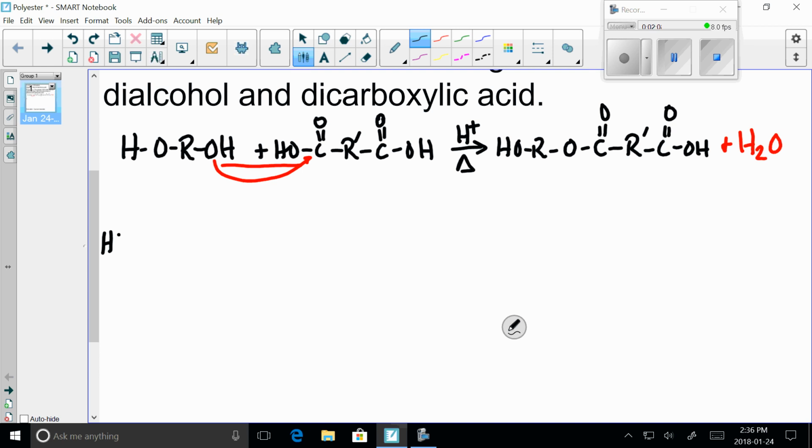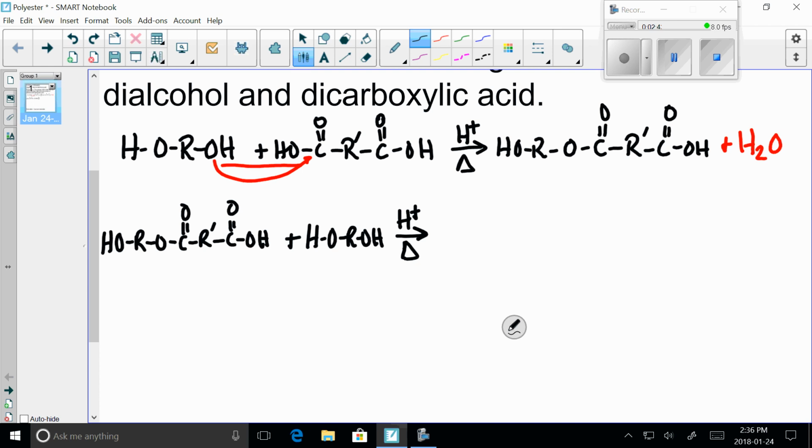It has the alcohol piece. Then we're on to the carboxylic acid piece. And because this piece ends in carboxylic acid, the next piece to join is going to be a dialcohol piece. In the presence of heat and strong acid, we continue our pattern left to right.